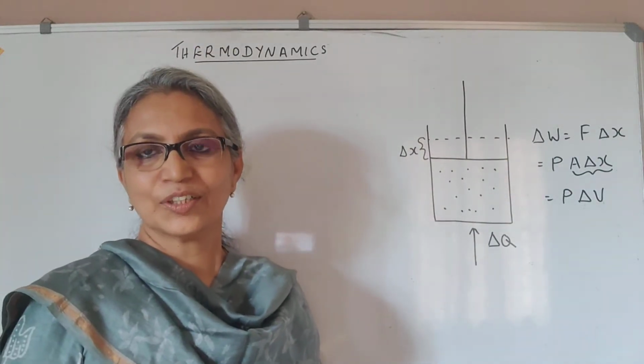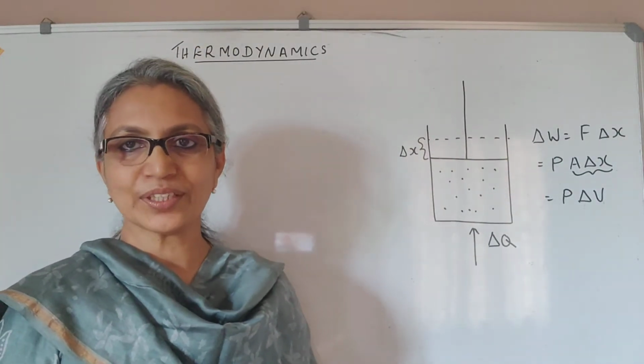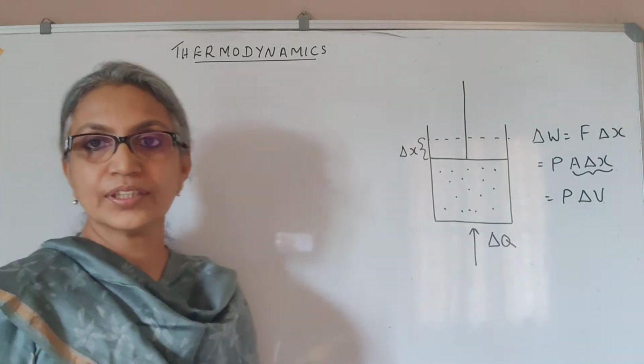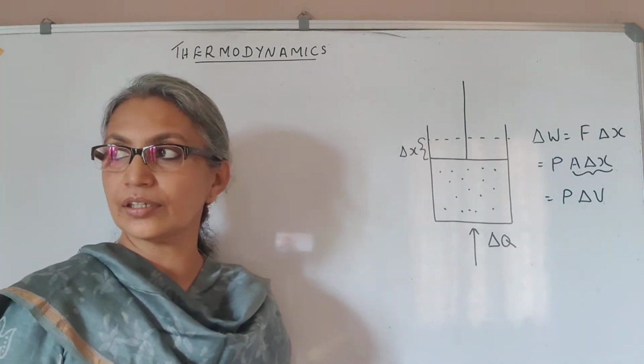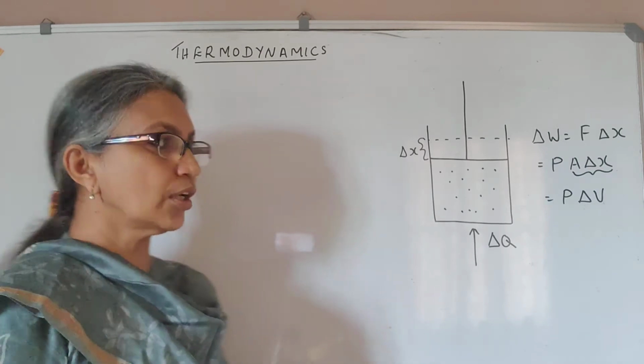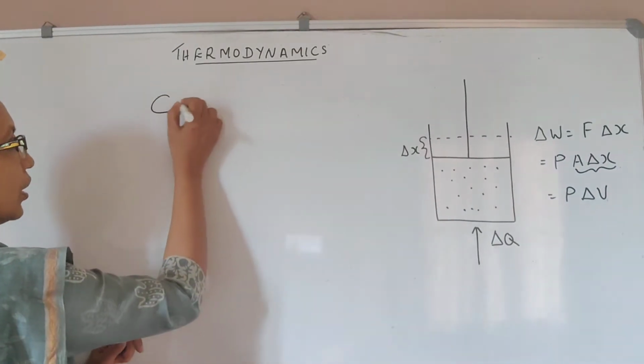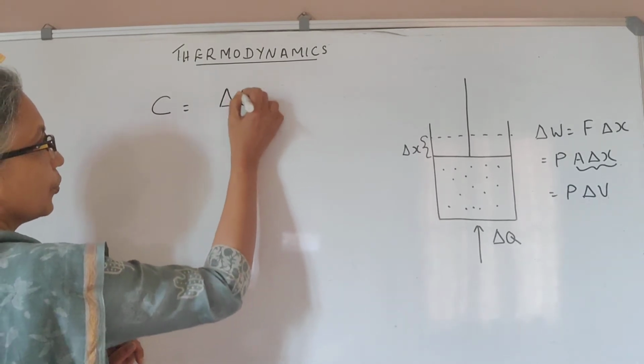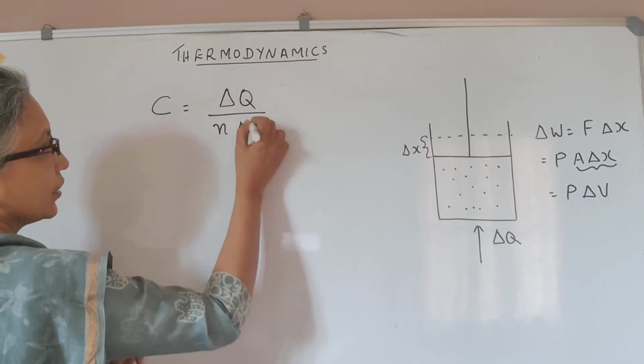Good morning. We're going into the last part of our chapter, thermodynamics. Now, if you remember, last class, the last session, we discussed molar specific heat capacity, which we defined as C equal to delta Q by n delta T.